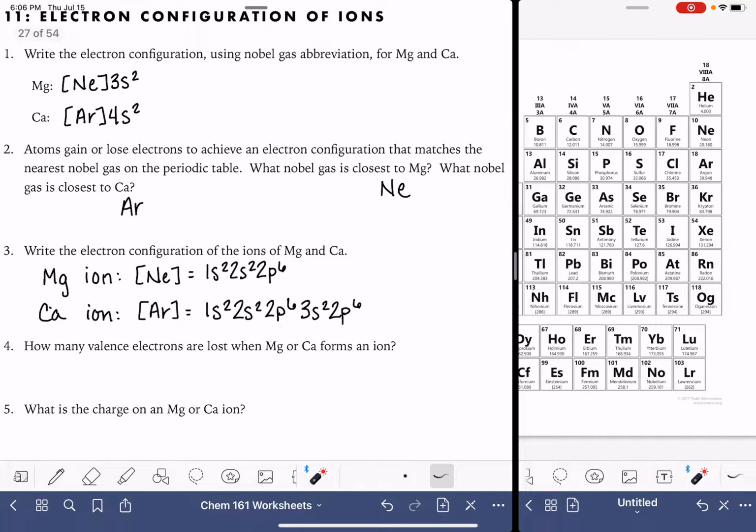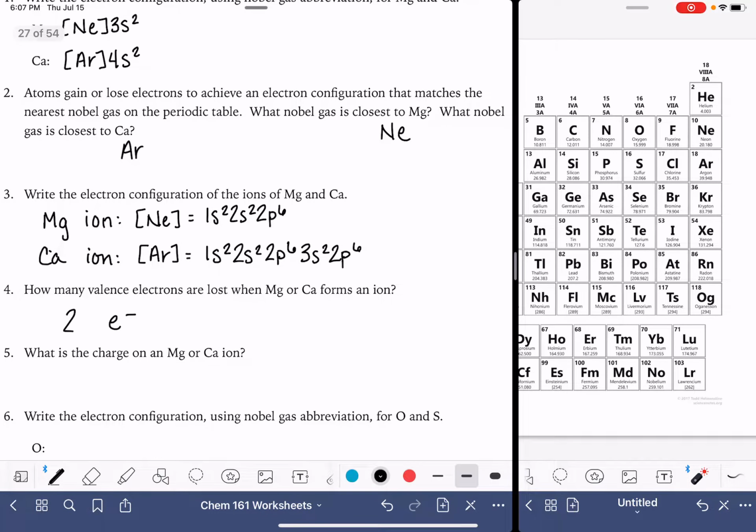So if we're going to be comparing the electron configuration of the magnesium ion to the magnesium atom, we can see that what we're losing are those 2 electrons in the 3s orbital. And then for calcium, again, what we're losing are the 2 electrons in the 4s orbital. So whether it's magnesium or calcium, it's losing 2 electrons.